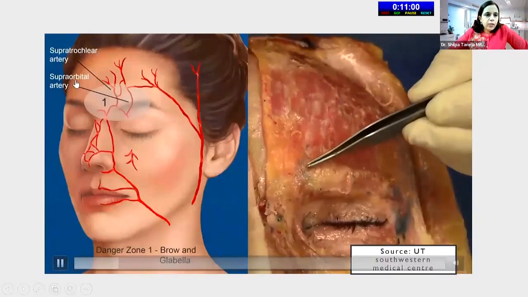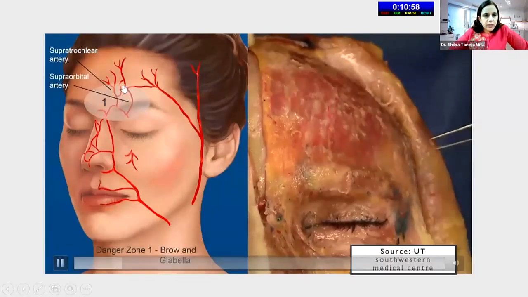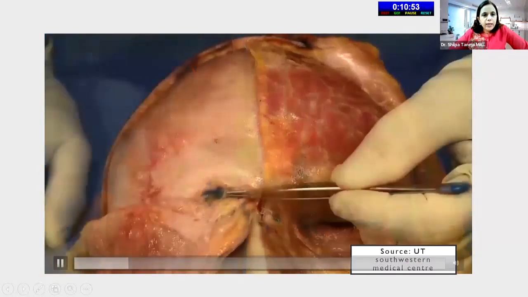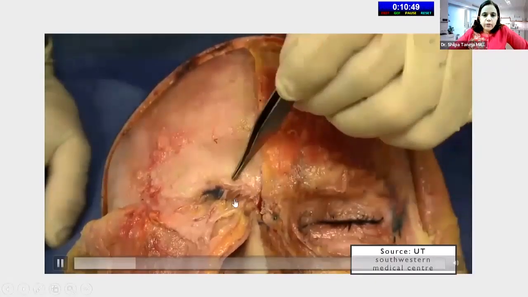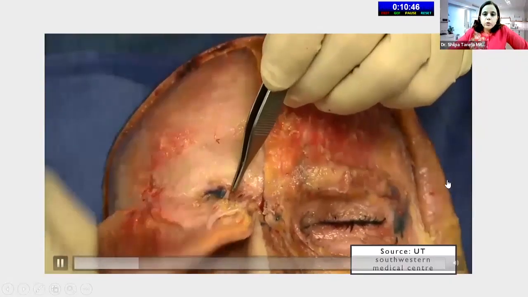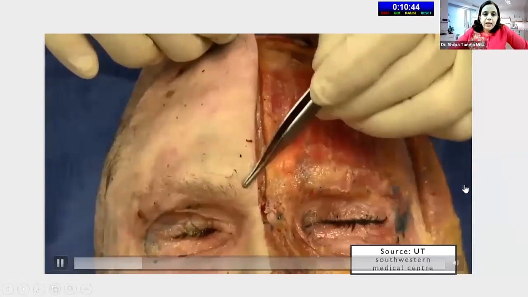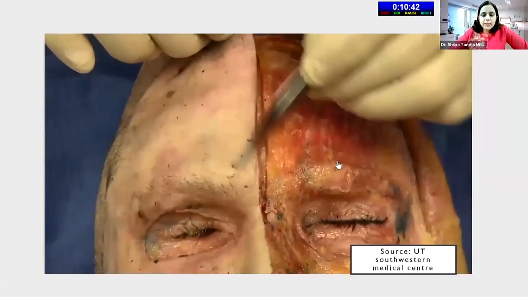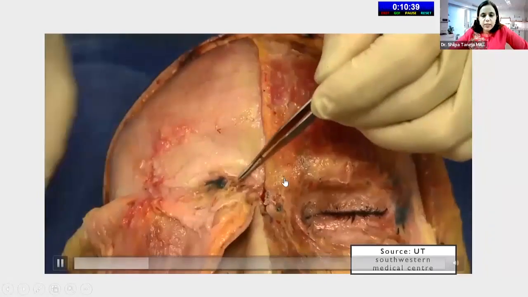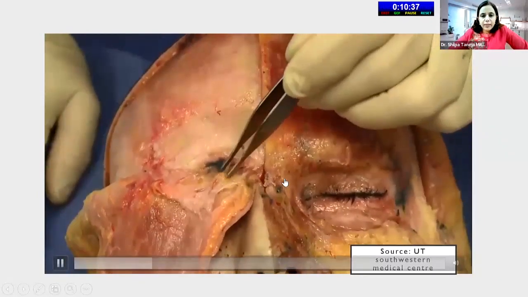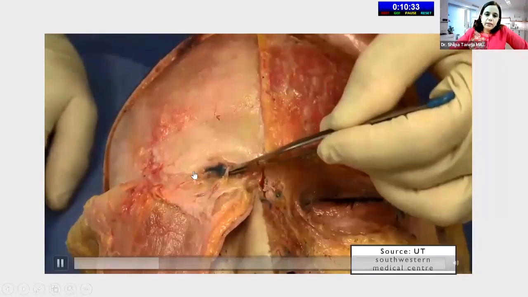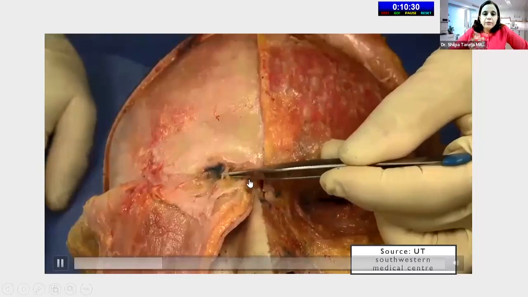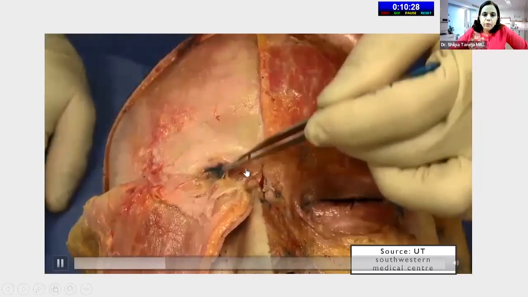The supratrochlear and supraorbital arteries anastomose here in this area and form the most important zone, which can be considered a danger zone because any retrograde flow in these can lead to blindness. In many surveys, it has been seen that glabellar injection of filler is the most common cause of blindness in patients.